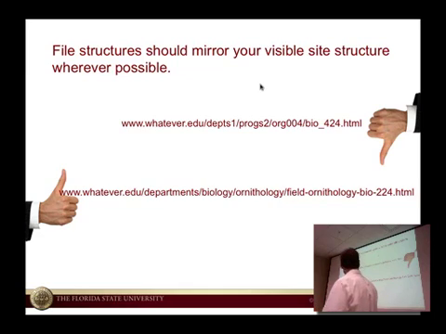You probably have a tab up there called departments, maybe. Or maybe the whole page is departments and you have a tab for biology. You click biology and it lists all the different areas of biology, and you click ornithology and you'll find this file there.